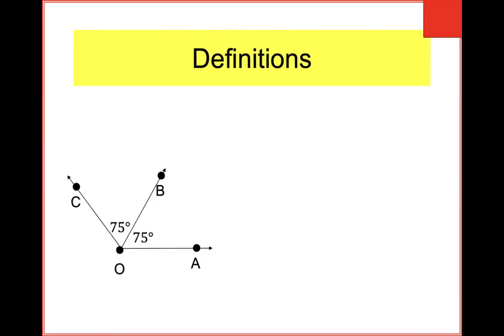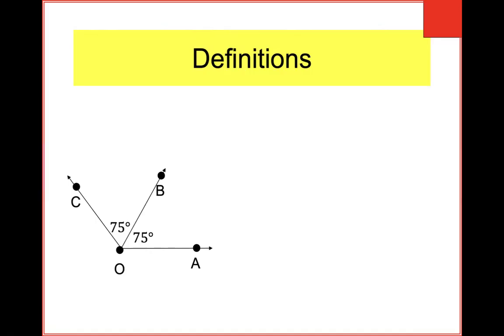Quick definition. What would happen if I had this construction and COB was 75 degrees and AOB was 75 degrees? That would mean that those two angles are the same. 75 equals 75. Those aren't literally the same angle. One is COB, one is AOB, so they're not physically the same angle, but they have the same measurements. Remember, that's the concept in geometry of congruency.